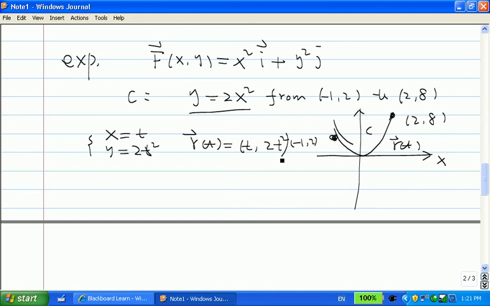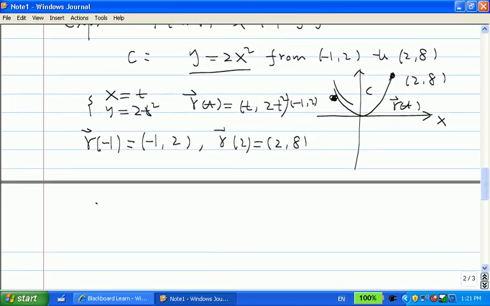Okay. And my r's starting point is, this is x equal to -1, right? What is my starting point? Replace t by -1. 2t squared gives you 2. My end point, r of the end point is 2. Plug in x equal to 2, you got 2 and 8. Okay. Now, we got two questions. First, we want to find, is F conservative?